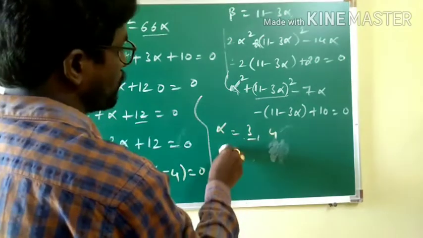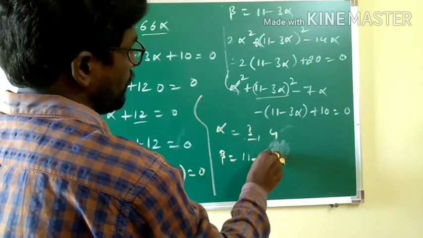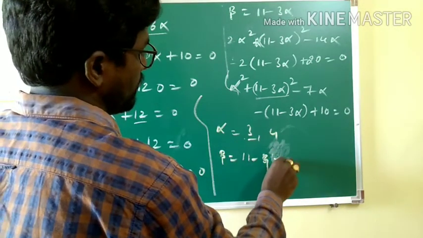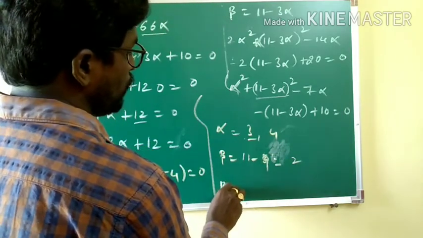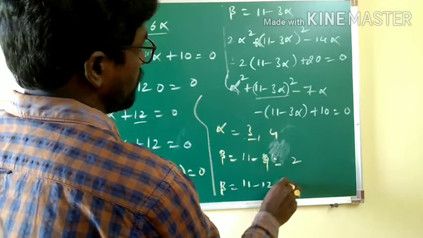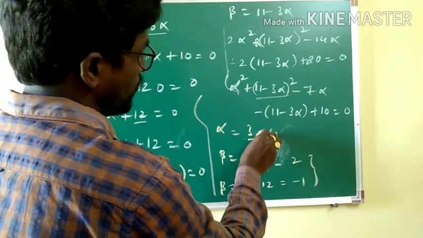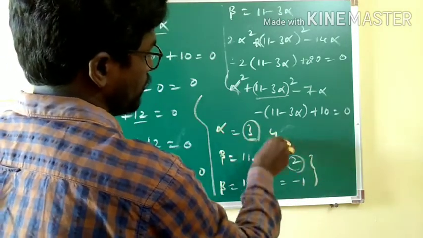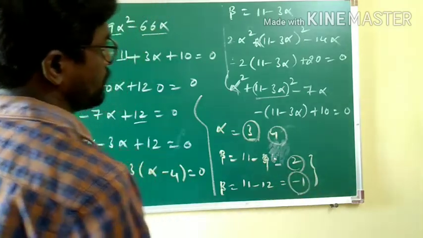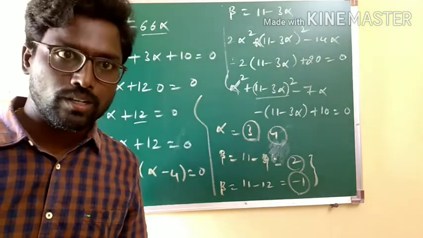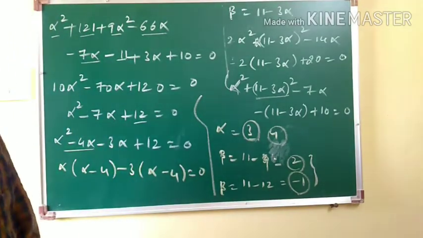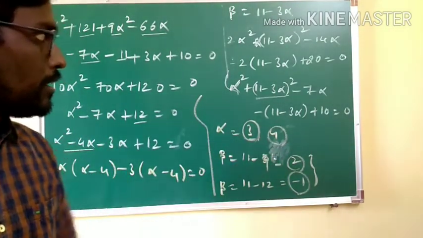When alpha is equal to 3, beta is equal to 11 minus 3 into 3, that is 9, which is equal to 2. And when alpha is equal to 4, beta is equal to 11 minus 12, which is equal to minus 1. Means one vertex is 3 comma 2, other vertex is 4 comma minus 1. Means the other two vertices, or the opposite vertices of the square according to the given coordinates, are 3 comma 2 and 4 comma minus 1.